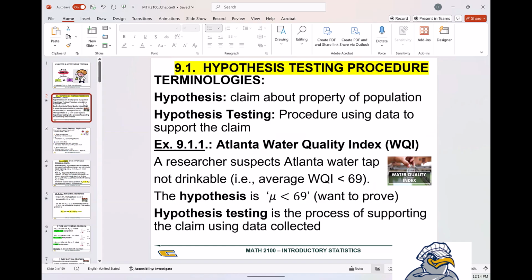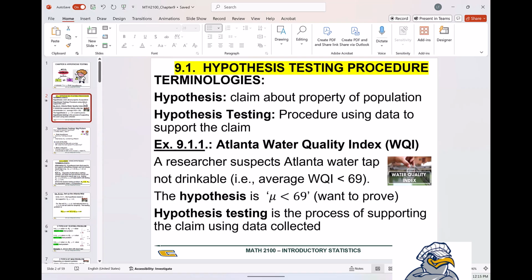We have two terminologies here. One is hypothesis and another one is hypothesis testing. A hypothesis is a claim about a property of a population. So we can make a claim about maybe the proportion, the mean, the variance, different quantities. And for this class, we just focus on proportion and the mean.